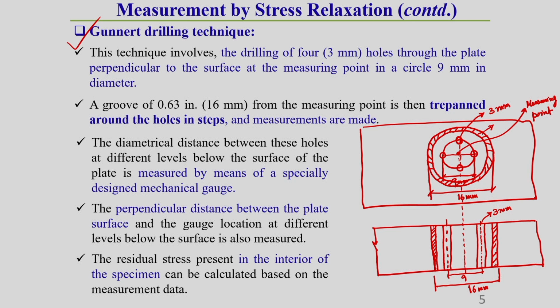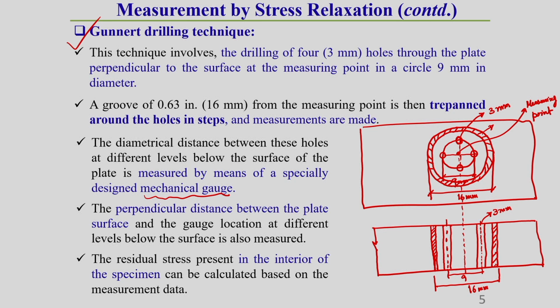So, this distance between the center of one hole to the center of another hole, that means the distance from one hole to another hole, here we generally measure by using some specially designed mechanical gauge. So, here we are using some mechanical gauge, this you should keep in mind. Here we are not using any strain gauge. Okay. Using a mechanical gauge we can measure the distance between one hole to another hole.